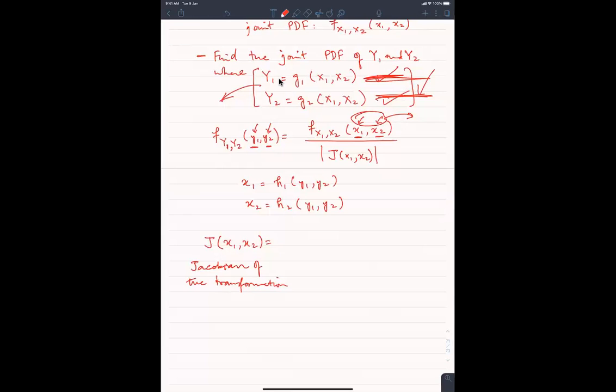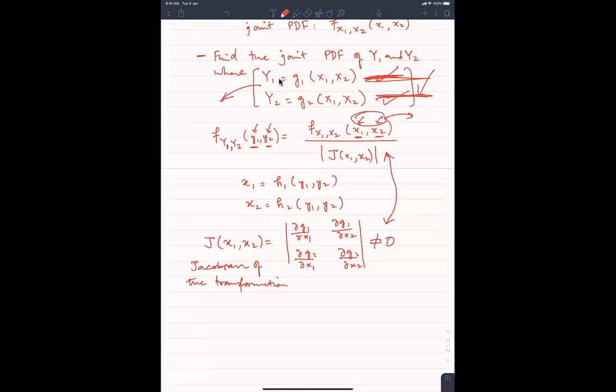This Jacobian is partial g1 over partial x1, partial g1 over partial x2, partial g2 over partial x1, partial g2 over partial x2. You have to take their derivatives, but we need to make sure that this is not equal to 0, because it appears here in the denominator. If it turns out to be 0, then we will not be able to make this transformation.